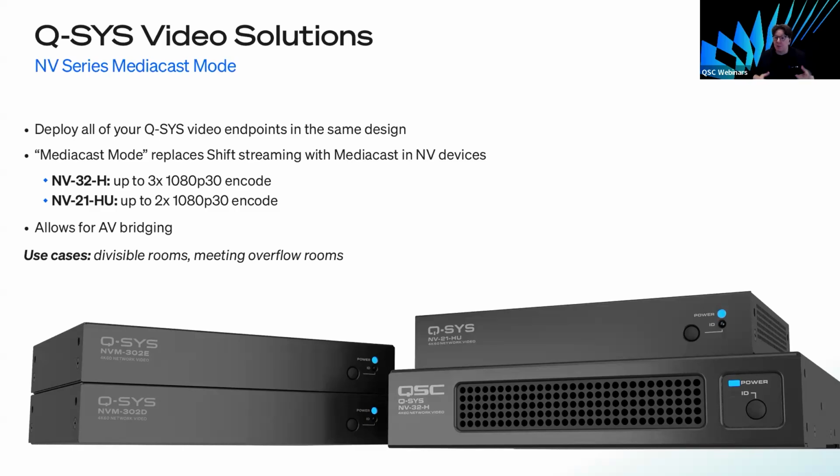But that does allow you to incorporate some AV bridging and to really start to merge these into a single ecosystem, instead of going, oh, I'm going to use the NV over here and I'm going to use the NVM over here. I've started to see some fun deployments where we've got an NV21 in a lectern, but at all the display devices, including, say, even a confidence monitor, we have NVM decoders. So there is starting to be some good compatibility.